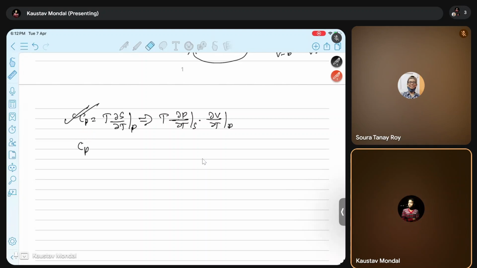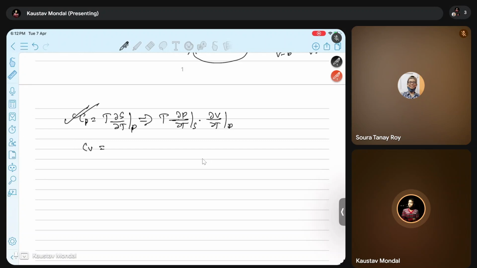That problem is in assignment 10, question number 5. Cp and Cv can be written in terms of del P del T and del V del T at constant entropy and pressure. Maybe I have to check this one.